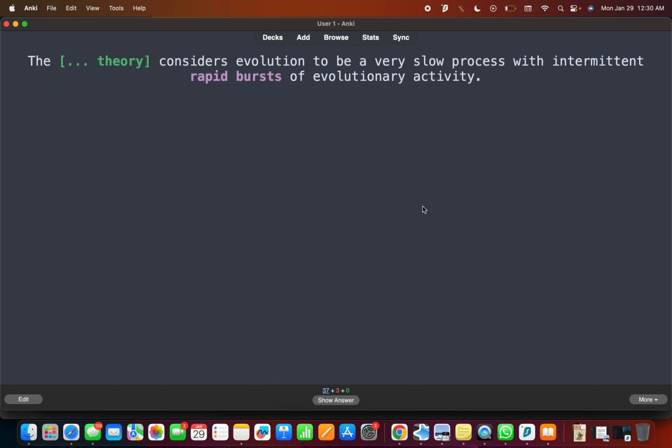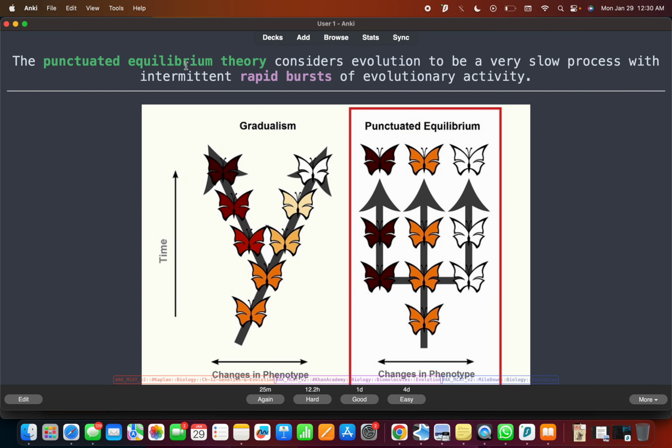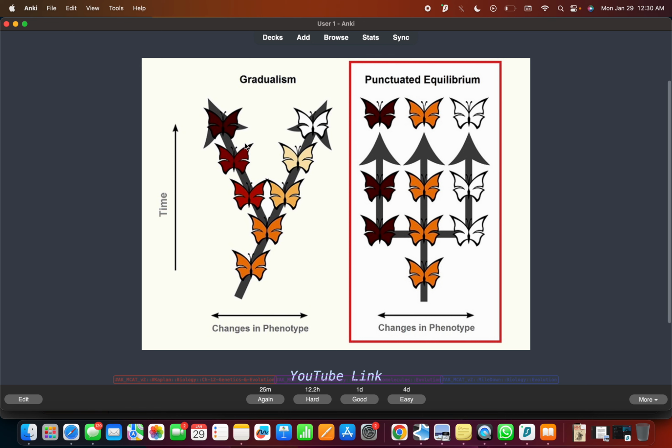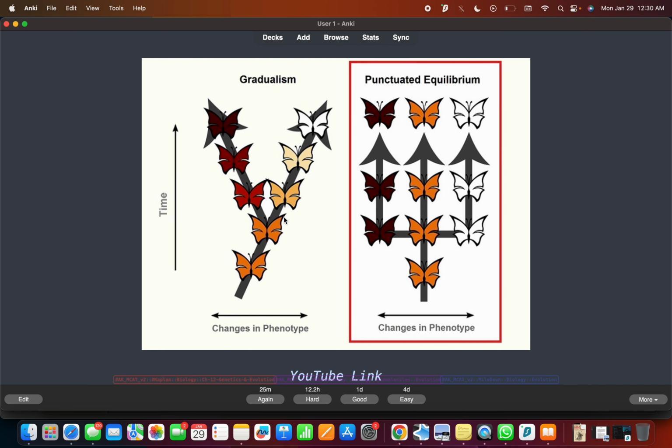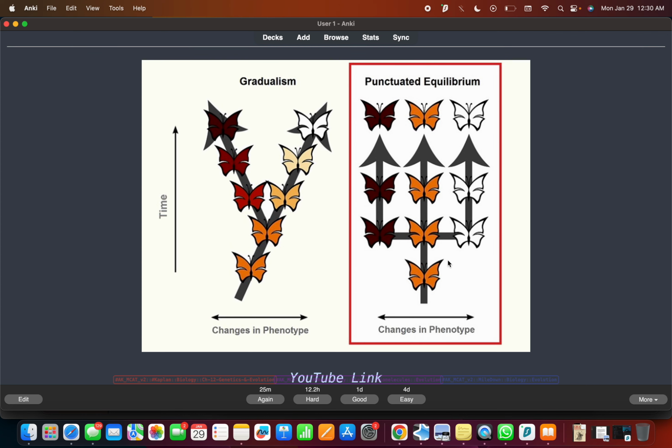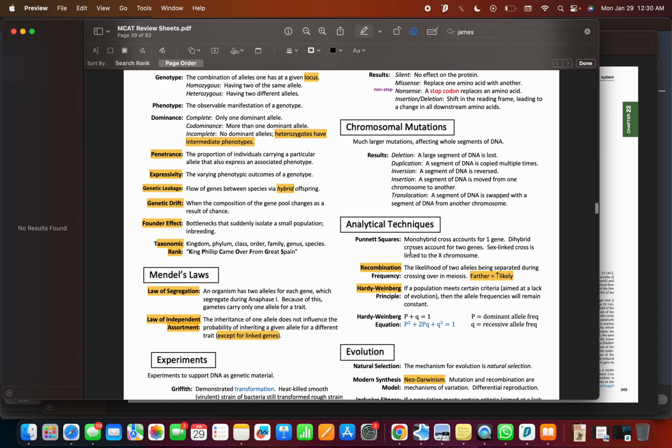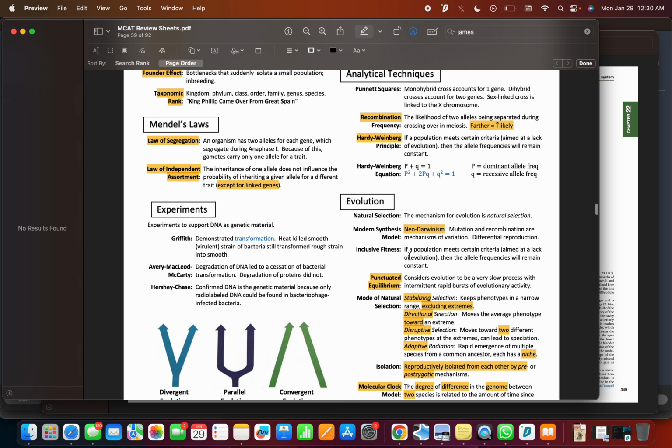What theory considers evolution to be a very slow process with intermittent rapid bursts of evolutionary activity? Is this the molecular clock? No, it's punctuated equilibrium. Rapid bursts. Gradualism happens over time, while punctuated is where suddenly you get all these changes. So gradualism is the opposite of punctuated equilibrium.